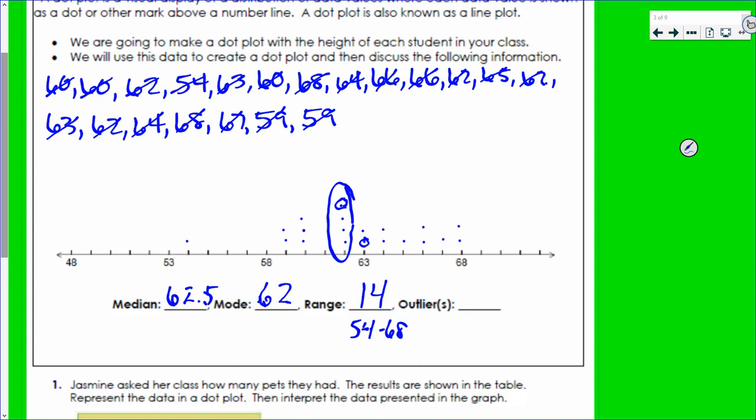Okay? Now, the one we haven't covered yet is outliers. There is a mathematical definition of an outlier. And we'll get to that next week when we do box and whisker plots. But basically, an outlier is a number that is 1.5 quartiles away from the interquartile range. So, again, we'll talk about that next week.